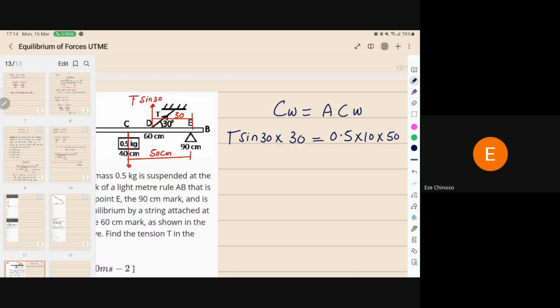So now we're going to do T sine 30. Sine 30 is 0.5. This is 0.5T times 30 is equal to 0.5 times 10 is 5, 5 times 50. So now we are going to multiply both sides, right? When we multiply both sides, we should have, if you are following, give me a thumbs up. If you know why I had to use clockwise and anti-clockwise, give me a thumbs up. This is 15T right here.